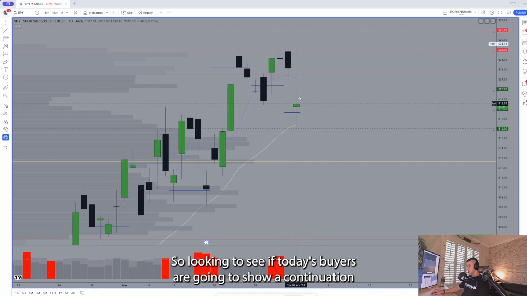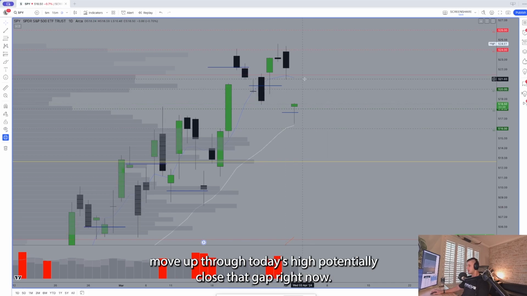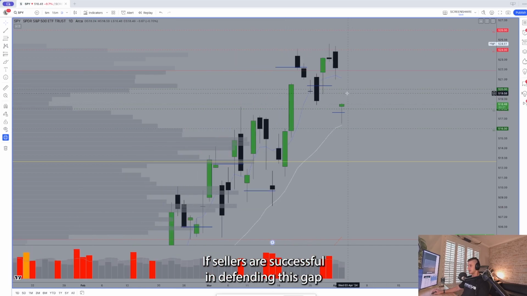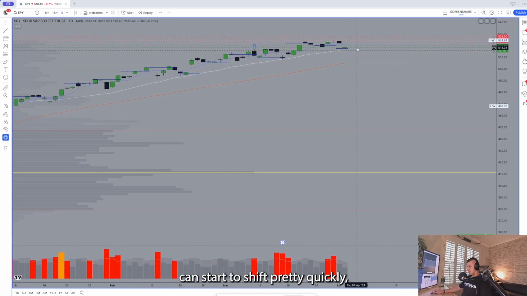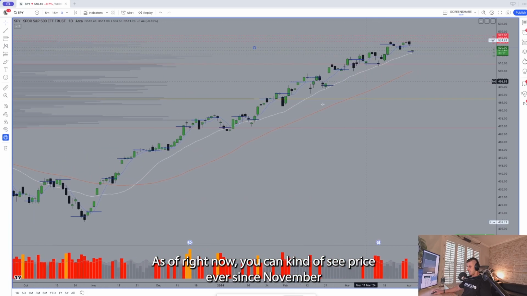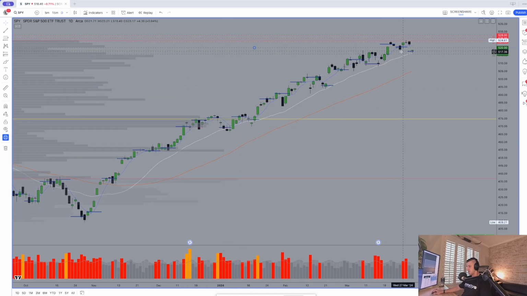So looking to see if today's buyers are going to show a continuation move up through today's high, potentially close that gap, right? Now, if sellers are successful in defending this gap, the structure can start to shift pretty quickly. As of right now, you can see price ever since November has just been riding this 21 MA higher. So the trend, despite today's gap down, is still intact. The trend is still pointing up.